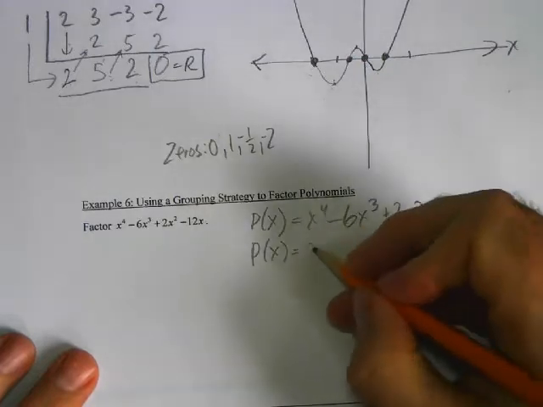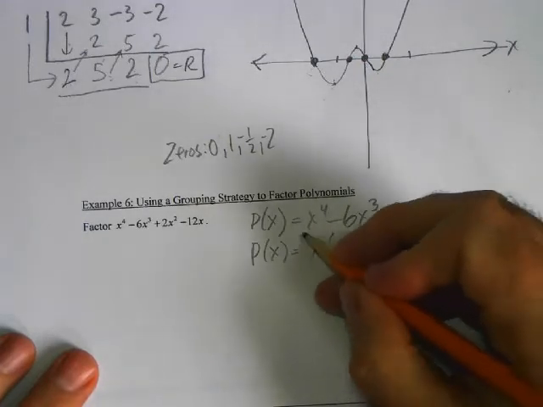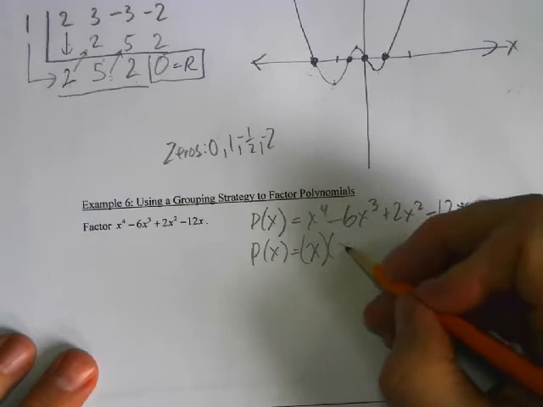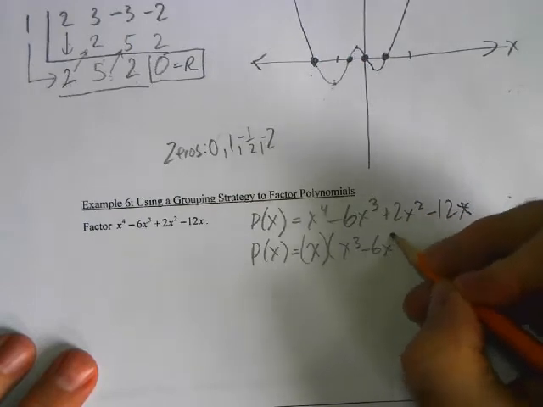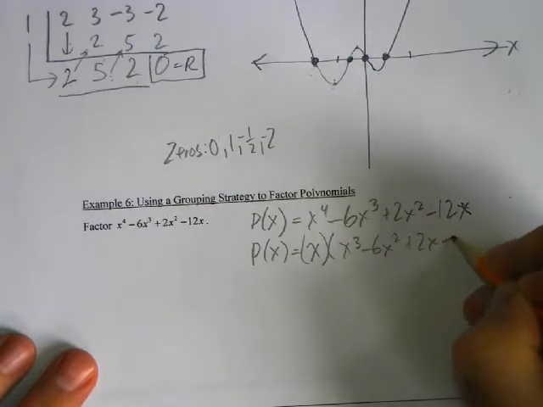So I've got x times, I'll put in brackets, x cubed minus 6x squared plus 2x minus 12.